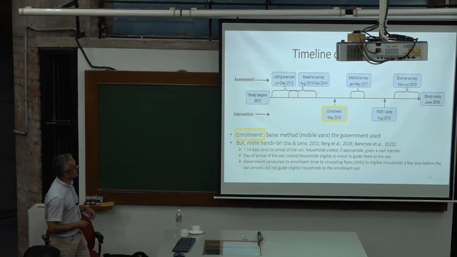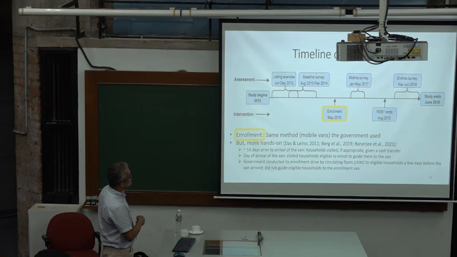Okay, so what's the design? As I said, it takes about 6 years to do this study. We do the listing exercise in 2013. We do the baseline in late 2013, early 2014. We actually rushed to do this because we were told by the government that there was going to be enrollment right then. We worked really hard with the government to get this done, and then the government obviously just takes their time. So 18 months later, they actually do the enrollment, and then we knew that we were going to wait 18 months after to do the midline.